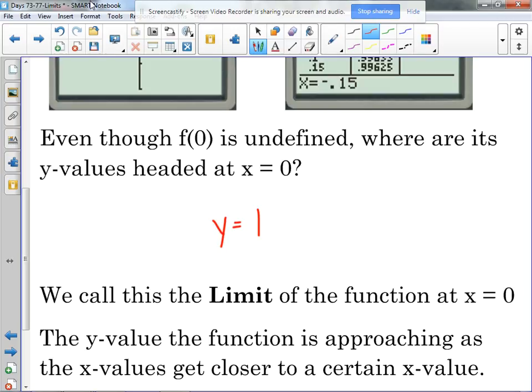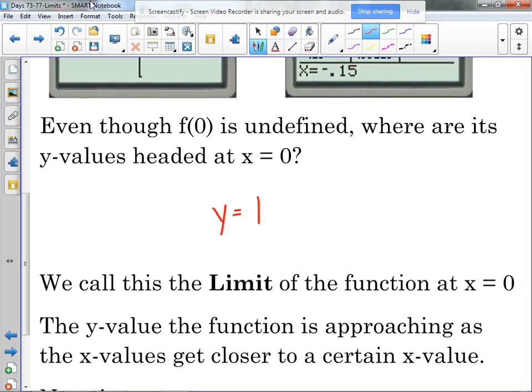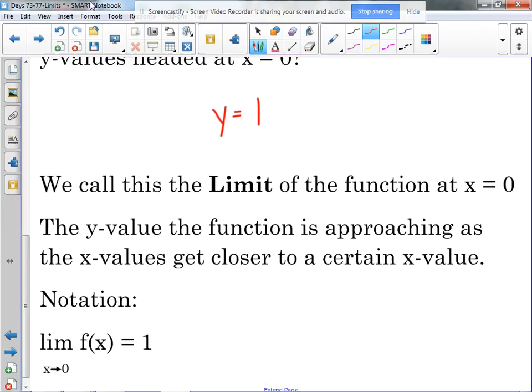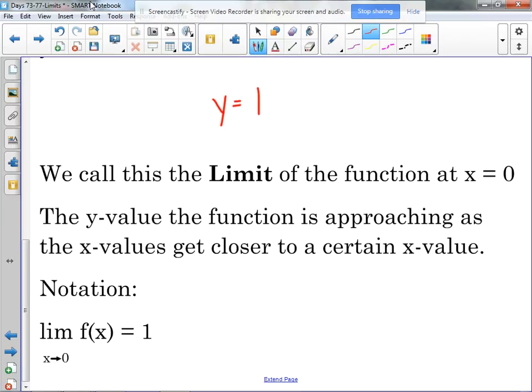Okay. I just wanted to focus on that one problem at x equals 0, but we could talk about the limit of this function at x equals pi. We could talk about it at x equals -2. We could talk about it at any x value. But most of the time we talk about limits at certain points of interest, such as in this function where it's undefined, okay? So here's your notation for the limit. We abbreviate it LIM.